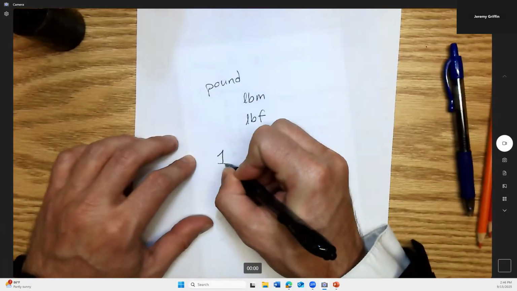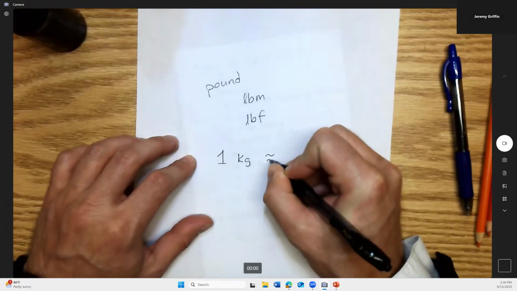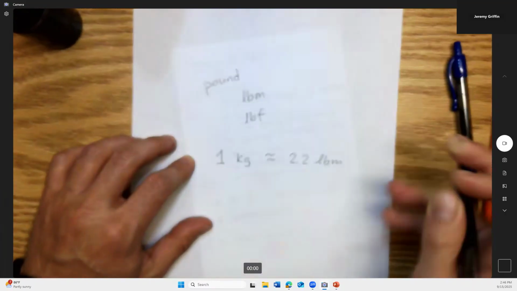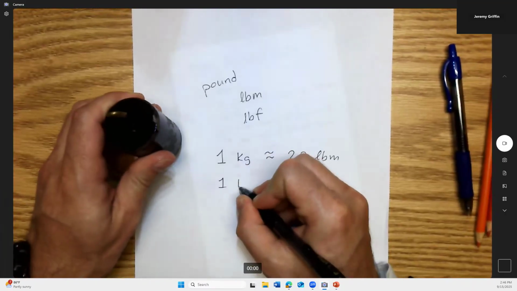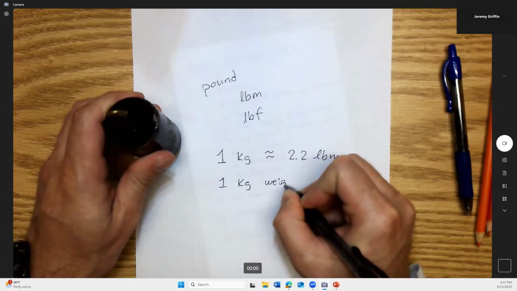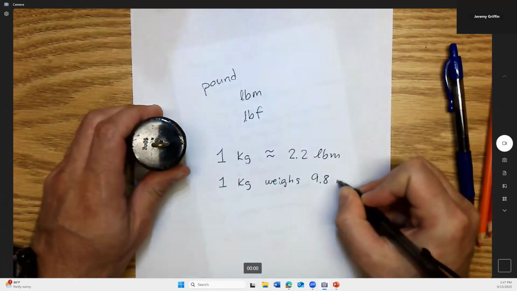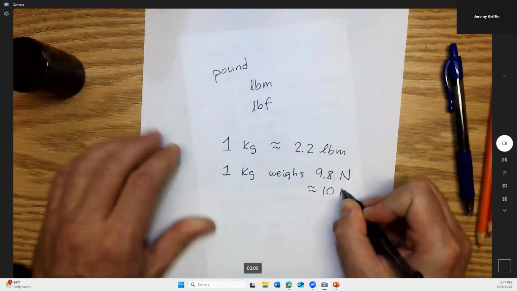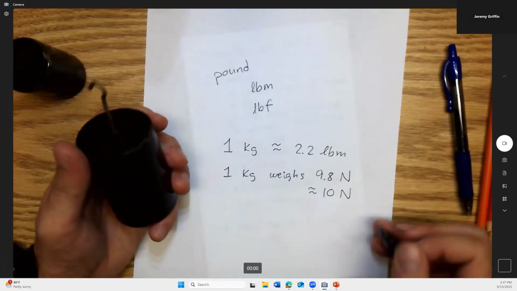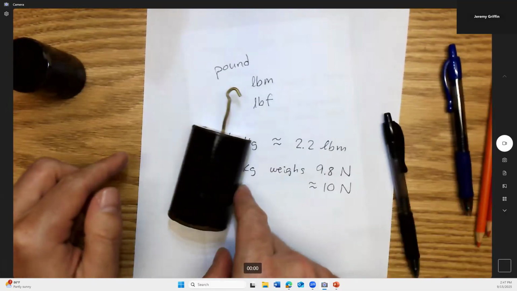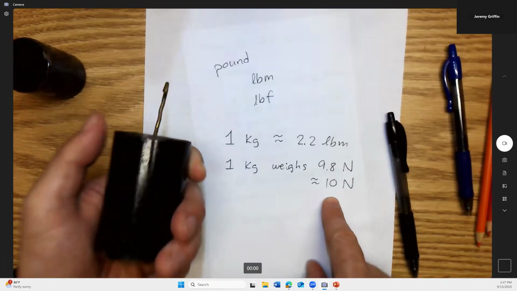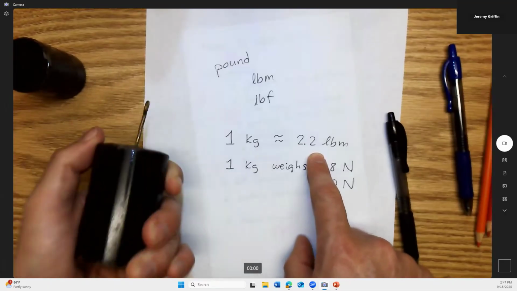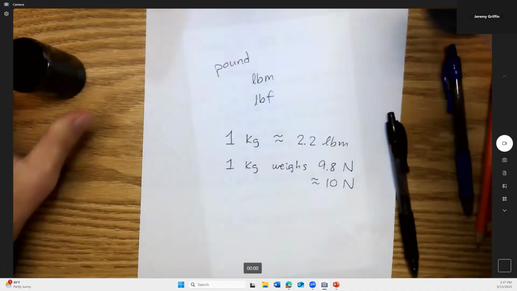So I can tell you this: 1 kilogram is approximately 2.2 pounds mass. And 1 kilogram at the surface of Earth weighs 9.8 newtons, so it's about 9.8 newtons of force. Oftentimes I will round that to 10. So this is 1 kilogram. If I do this, I'm feeling 1 kilogram of inertia. If I pick it up, it takes about 10 newtons to lift it, or 2.2 pounds. So this is about 2.2 pounds.